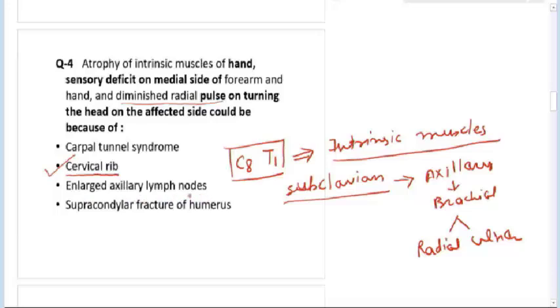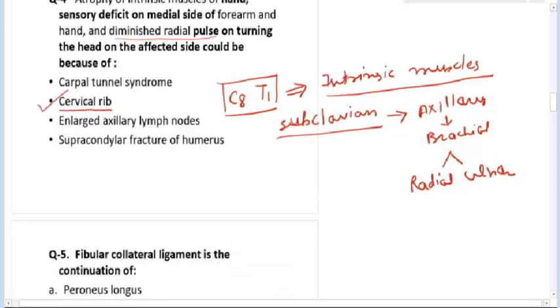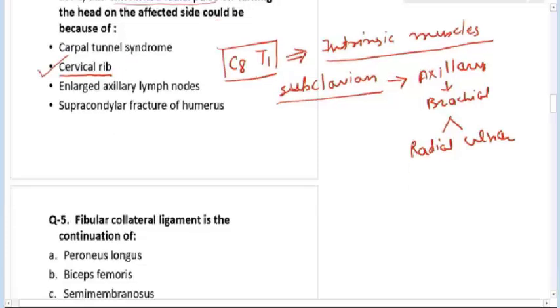Enlarged axillary lymph nodes may be present, but they are not specifically associated with the lower trunk of the brachial plexus or the subclavian artery. If enlarged, they may block one or two structures, but cervical rib specifically may affect this lower trunk most often and the subclavian artery. So given the clinical presentation, cervical rib is the best possible answer.